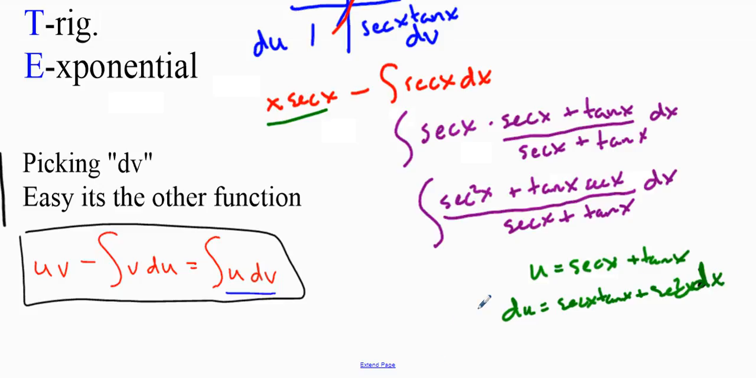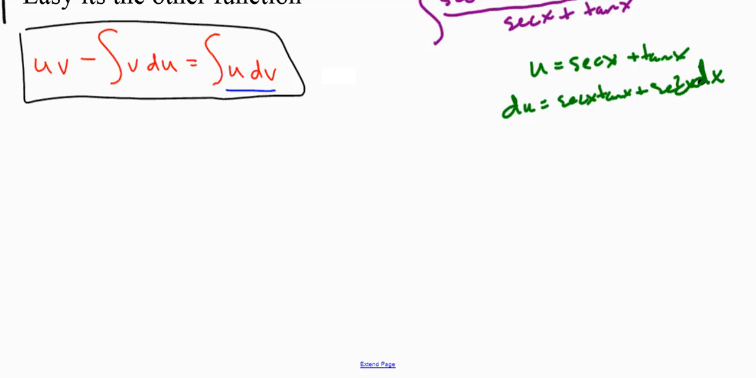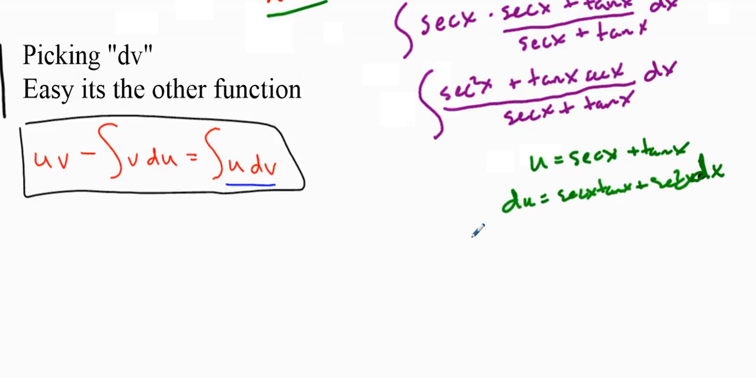If you notice right here, u goes on the bottom. This right here is going to be du on top. And so using u substitution, we can finish up this problem. I need to extend my page a little bit because I need more room. And what we have then is the integral of du over u.